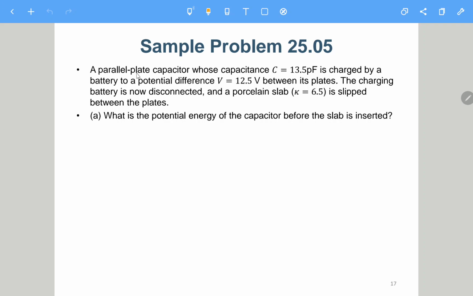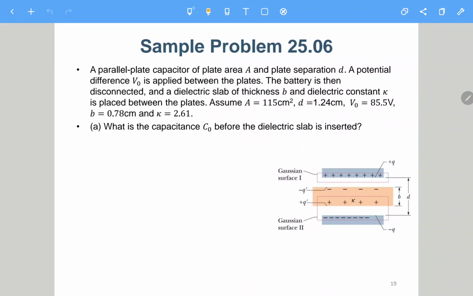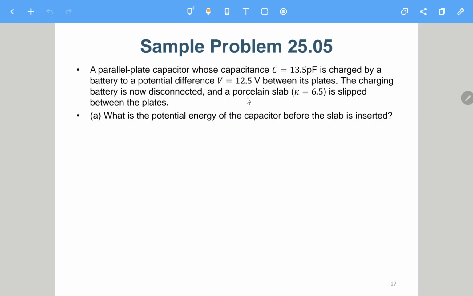It says a parallel plate capacitor whose capacitance C is charged by a battery. So let me finish quickly. Capacitor C, charged by potential V. The charging battery is now disconnected and then a copper slab is slipped between the plates. What is the potential energy of the capacitor before the slab is inserted?